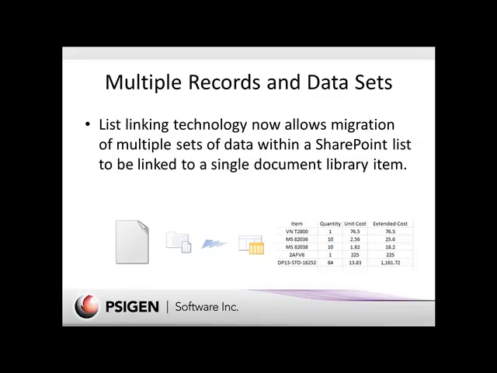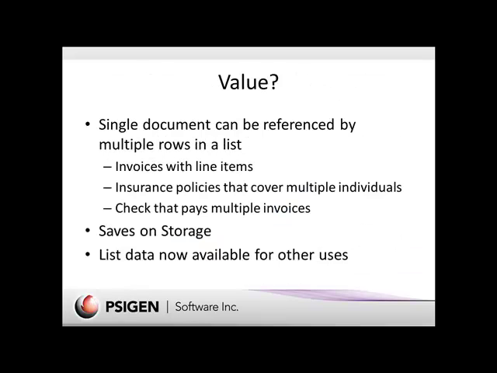Okay, well, you may say to yourself, when would I want to do that? Take, for example, an invoice that has multiple line items linked to the same individual document, or perhaps a check that pays multiple invoices. What this multiple record capability does is it sends both data and document to a document library, and it sends just the data to a list and provides the linking capability between the two. And I'll show you as I go through the demo how that actually works and rolls out in real life.